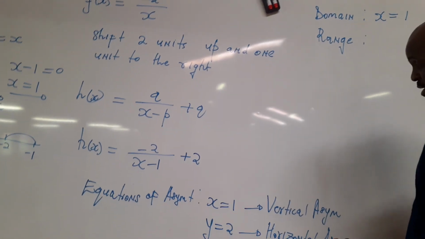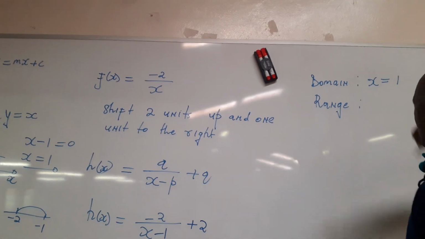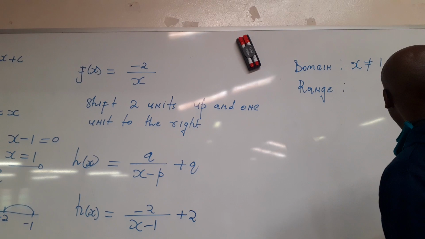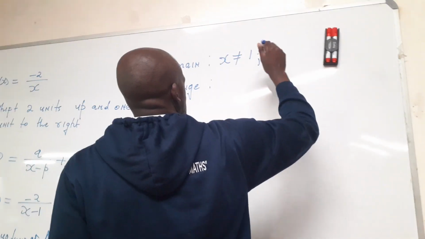X is equal to 1. So for the domain, you just oppose this. X must not be equal to 1, but x can be any value. X is an element of real numbers.